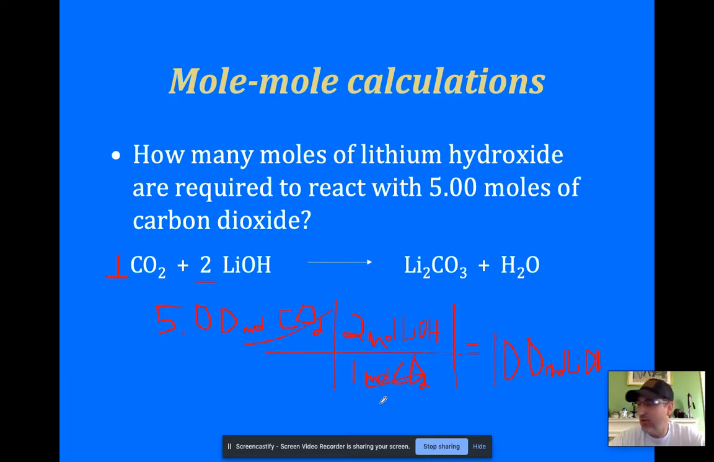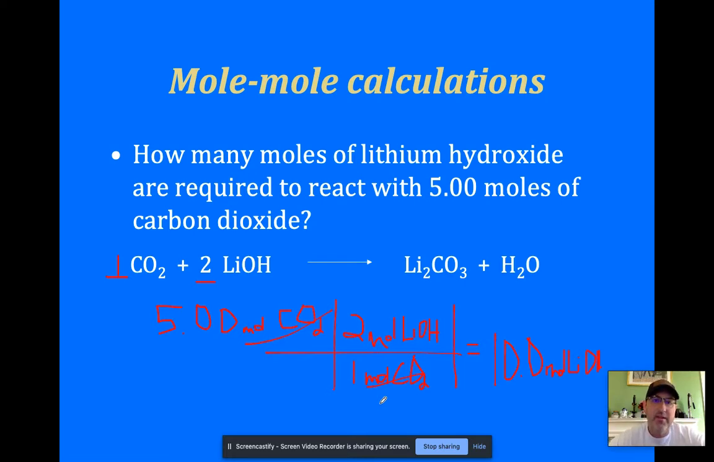For any stoichiometry, you use that mole ratio stuff.